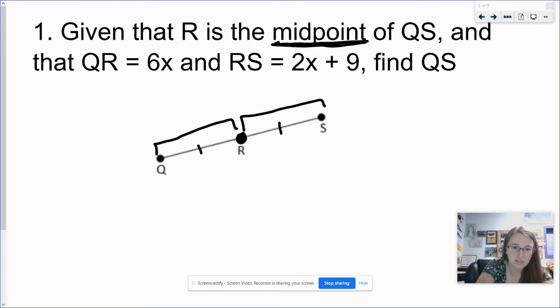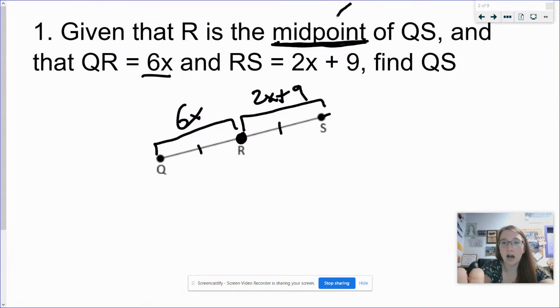So this piece plus this piece, that piece equals that piece. Let me backtrack here. And we have those two pieces. Another thing that I think you guys did not do was copy the pictures onto your paper, and you really should have. Every single question, copy the picture onto your paper and label it. Don't just stare at it. Because once we label this, QR is 6x and RS is 2x plus 9.